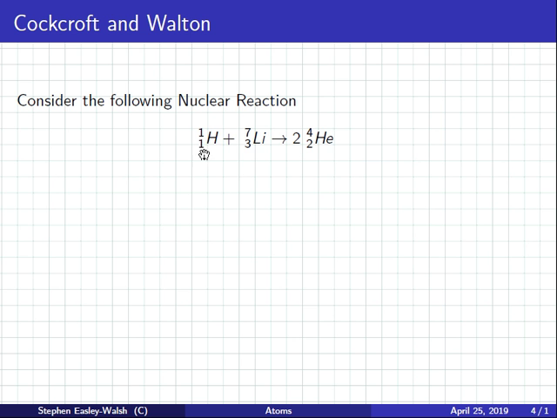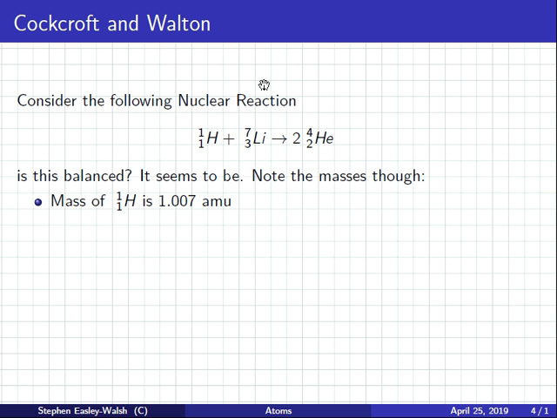How many protons here? 1. How many here? 3. And how many here? 4 in total. That's good, right? How many nucleons? 1. And here 7 and here 8, which is correct. Okay? 0 neutrons and 4 neutrons. All fine, right? Now, is this balanced? It seems to be. But let's look at the masses.